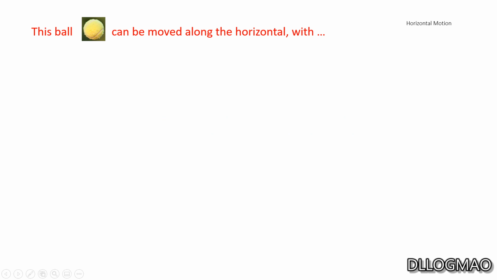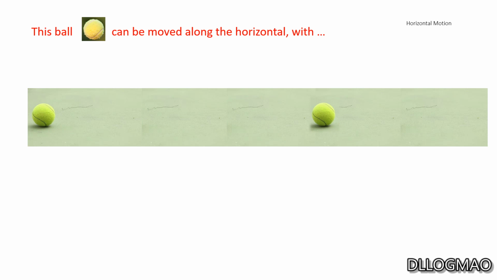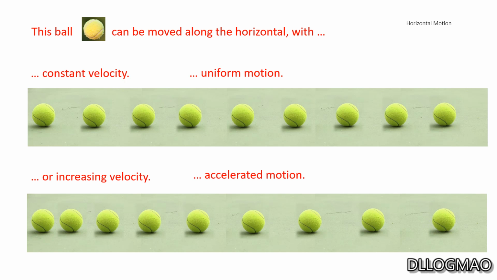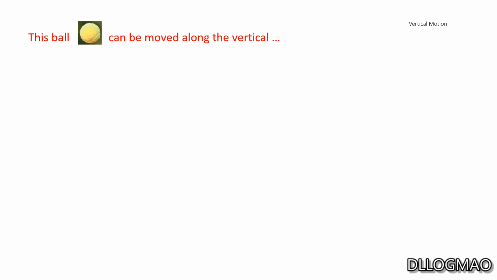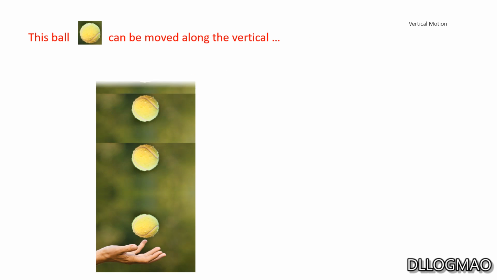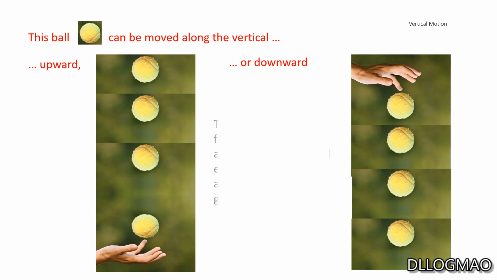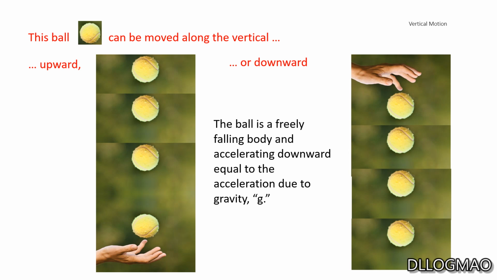This ball can be moved along the horizontal with constant velocity, or uniform motion, or increasing velocity, thus an accelerated motion. This ball can be moved along the vertical, upward or downward. The ball is a freely falling body, accelerating downward with an acceleration equal to the acceleration due to gravity, g.